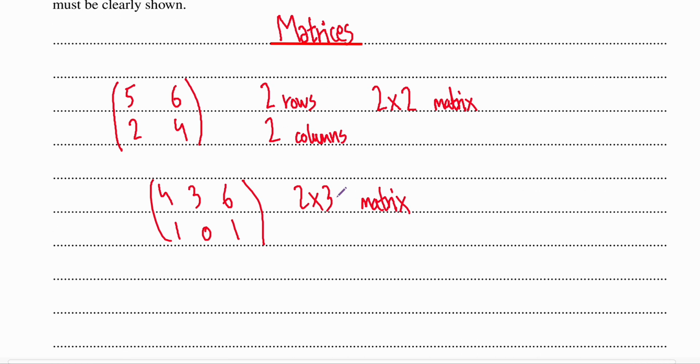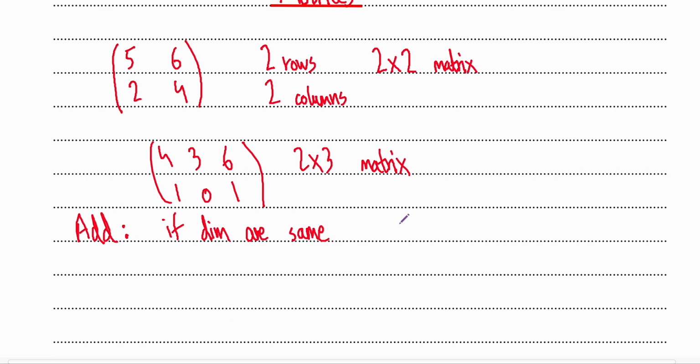Now, what we want to do with matrices is add, subtract, multiply, and divide, right? Because those are the basic operations. So how do you add matrices? You can only add matrices if both of them have the same dimensions. These are the dimensions, 2 by 2. So you can only add if the dimensions are the same. You can't add a 2 by 2 and a 2 by 3 matrix, or a 3 by 4 and a 4 by 3 matrix. But you can add a 2 by 2 and a 2 by 2 matrix.